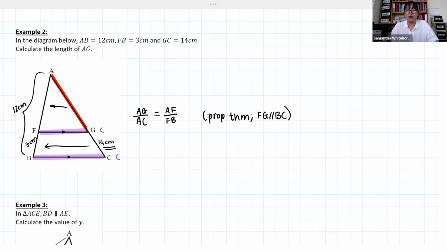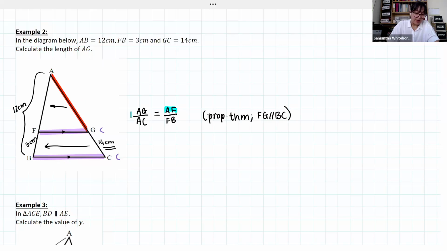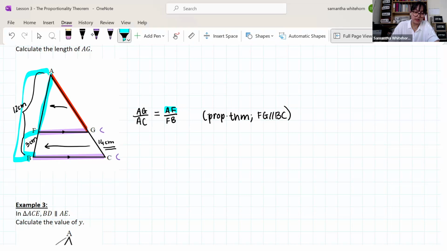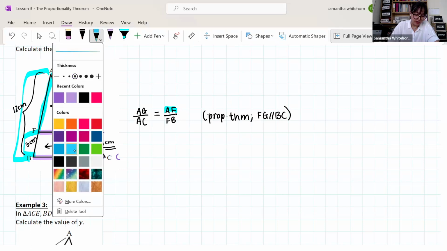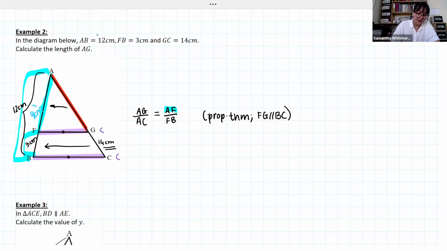Now that I've got that, I can start substituting in what I know. Now, just be mindful of the fact that we don't actually know the length of AF. So AF is this blue one here, but because I've got the whole line segment AB, and I know this little section down here is 3, I can very easily go work out what I'm missing. So 12 minus 3 gives me 9, and so AF is equal to 9 centimeters.